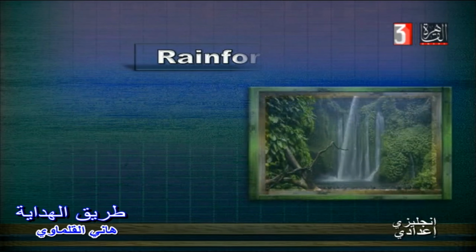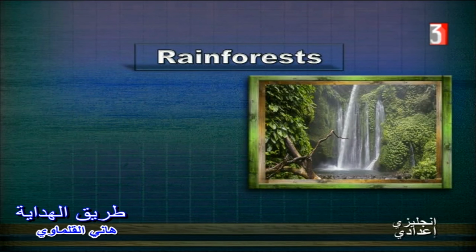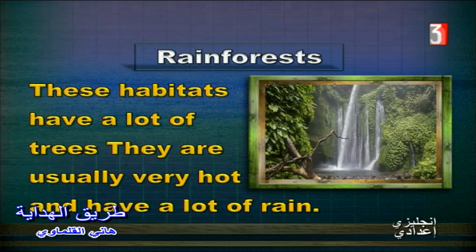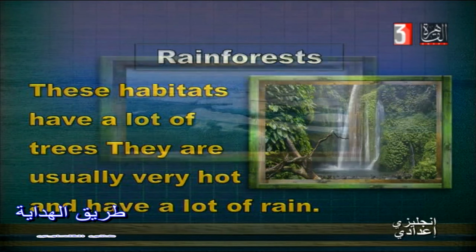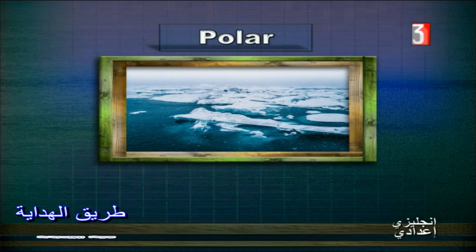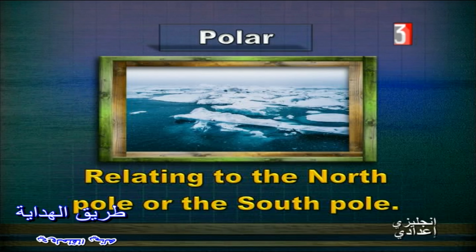We have here rainforest habitat. Rainforests are habitats that have a lot of trees. They are usually very hot and have a lot of rain. So it's very hot and rains a lot, as you see in the photo. We have another kind of habitat, polar habitat. Relating to the North Pole or the South Pole is polar habitat.